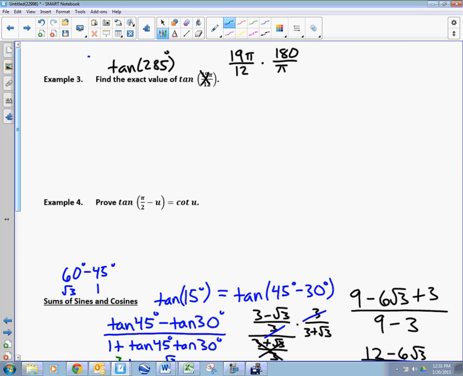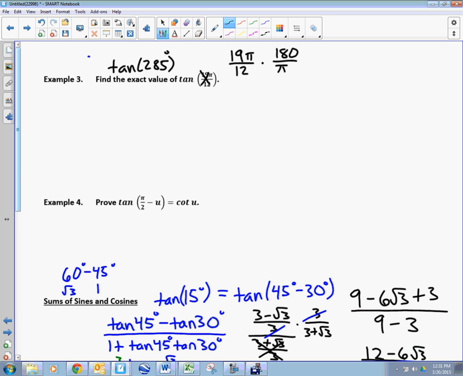Any numbers that add or subtract to 285 that you want to use? 45 and 240 would work. Yep, we could do that. 270 and 15, but we don't really know 15. Do we? So let's use 45 and 240.